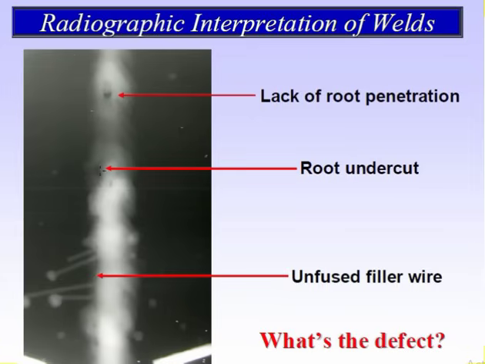Lack of root penetration. This is the root undercut, you see the root undercut, and this is the unfused filler wire. This is the filler wire already deposited by the welder, but they did not remove it properly, and they are not skilled welders, so it is not fused with the parent metal or previous welding material. They did not remove this one, so this is one type of defect, and definitely the joint will not be acceptable.